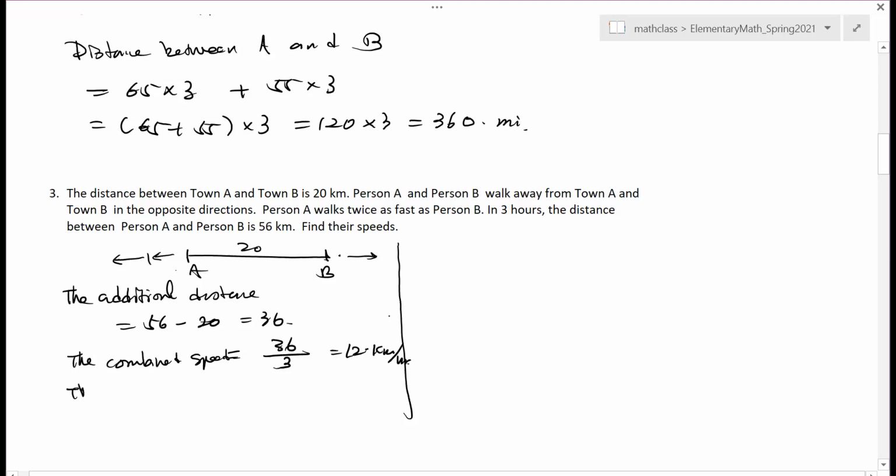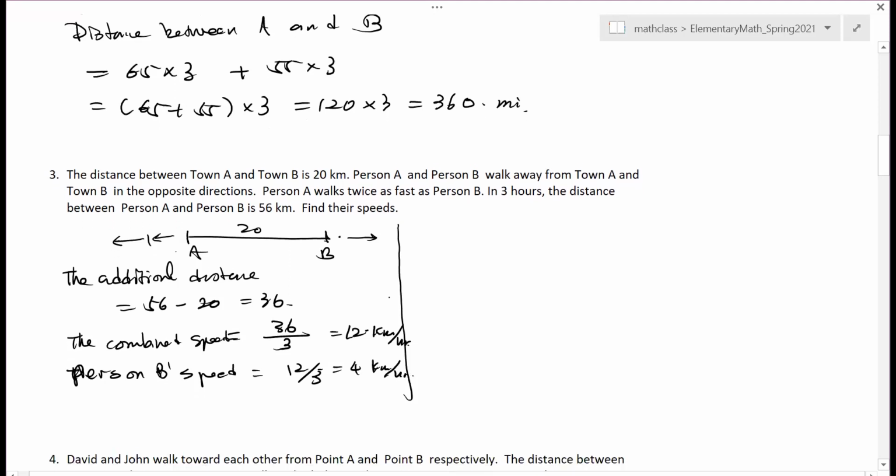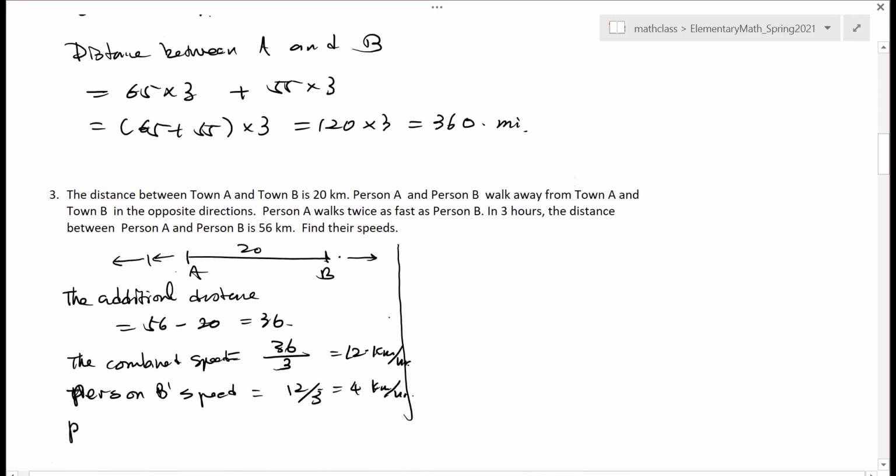Then person B's speed should be equal to 12 divided by 3. Okay, that is going to be 4 kilometers per hour. And then you can find person A's speed, which is double of this. Two times 4, 8 kilometers per hour.